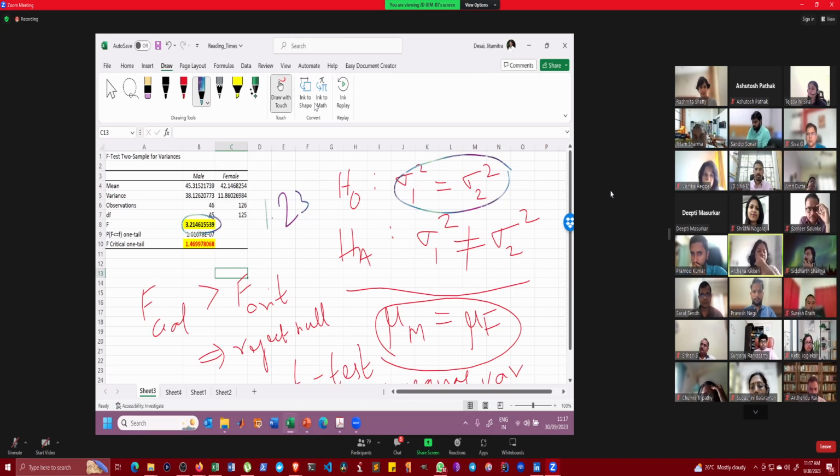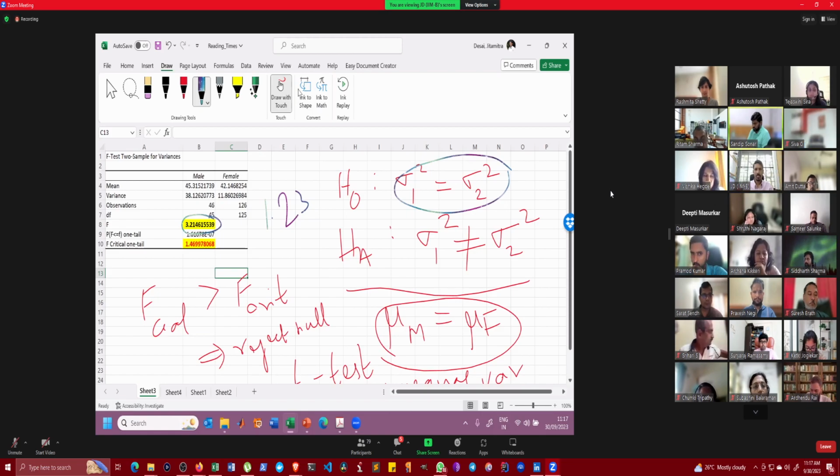So the null hypothesis in my F-test is on the screen. The null hypothesis says that variance 1 is equal to variance 2. If I cannot reject that, then I would have chosen the t-test assuming equal variances. Everybody okay with this?